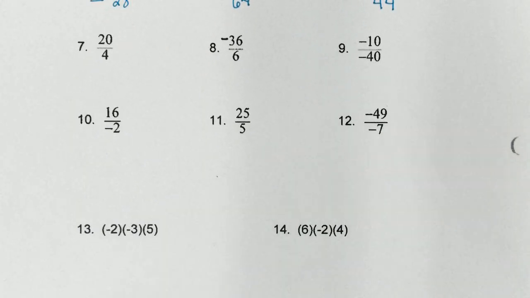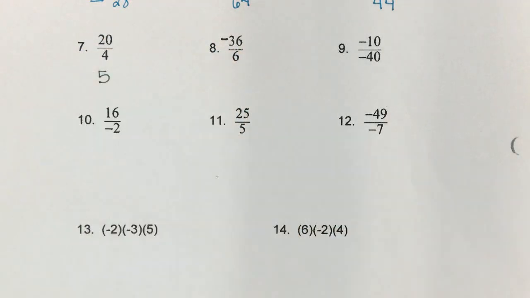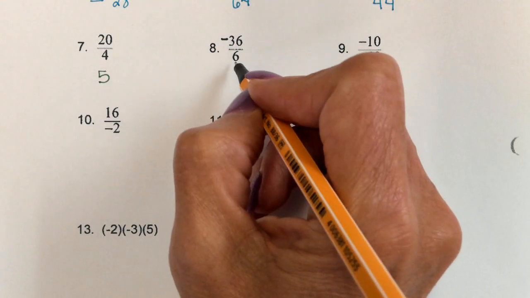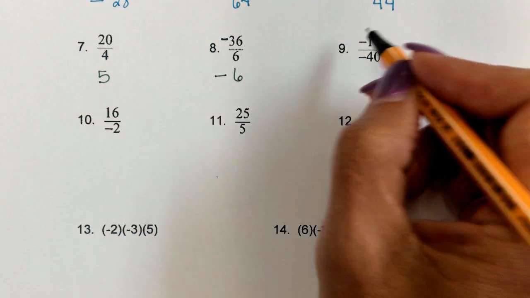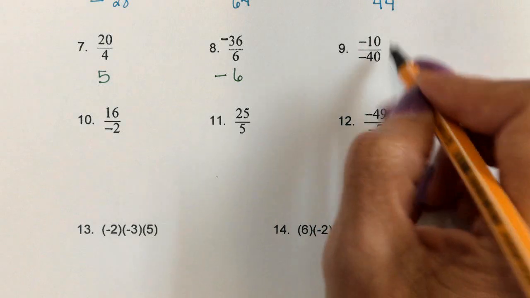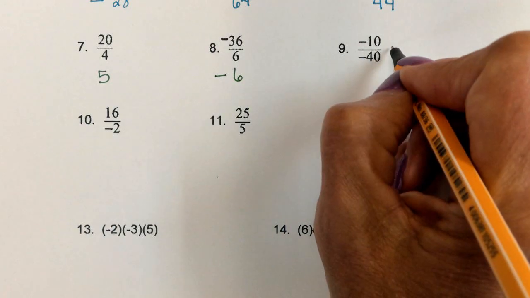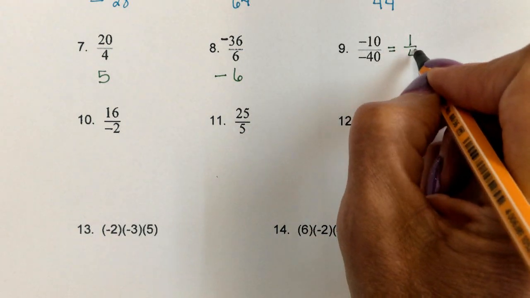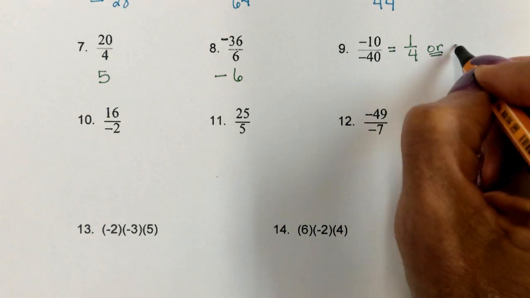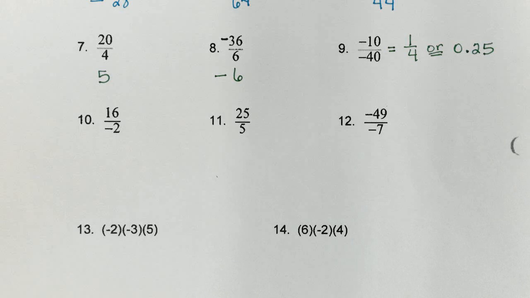So we have some division. Positive divided by a positive is still going to be a positive, and 20 divided by 4 is 5. Negative 36 divided by positive 6 is going to be negative 6. A negative divided by negative. Now notice that this doesn't divide evenly. So this is going to leave me with a fraction, or we can talk about the decimal. So this is going to be 1 over 4, or the decimal version of 0.25. Just watch for your directions on something like that to see what format they're looking for.